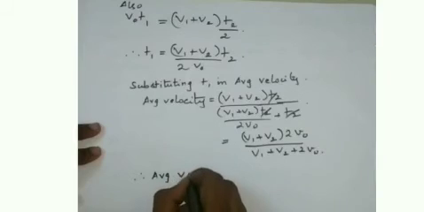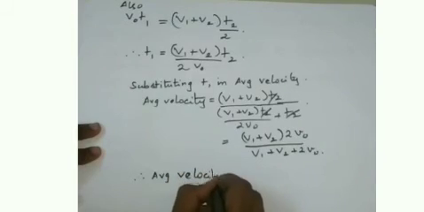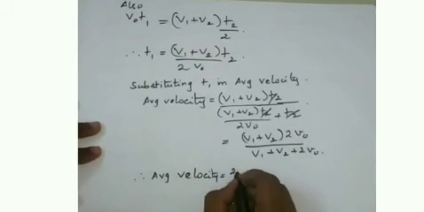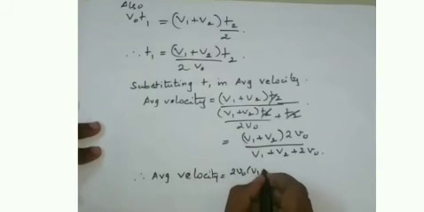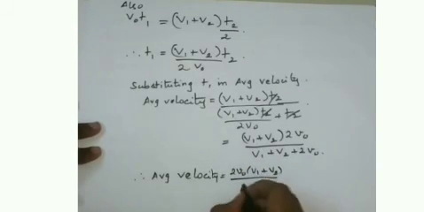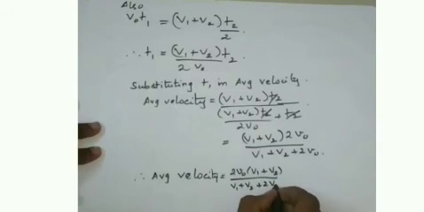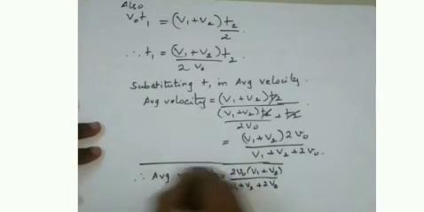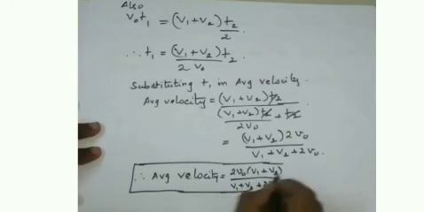Therefore average velocity is equal to 2 v0 (v1 plus v2) divided by (v1 plus v2 plus 2 v0), which is the required answer of the given problem.